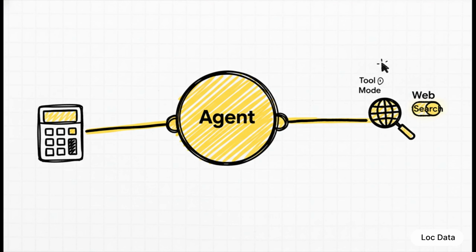So to give our agent this new superpower, we're going to add the Tavily Search API tool, and it's the exact same process as the calculator. We drag it out, flip on that tool mode switch, and plug it right into our agent. So now our agent has 2 superpowers. It can do math, and it can search the web.